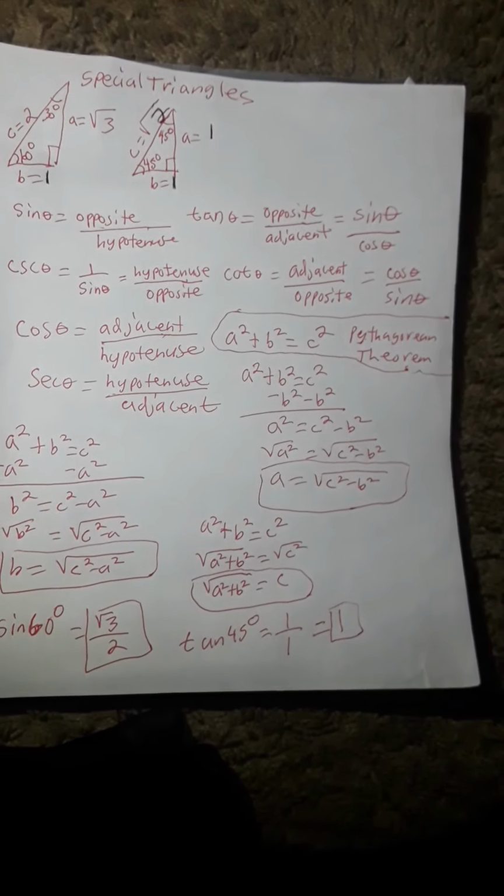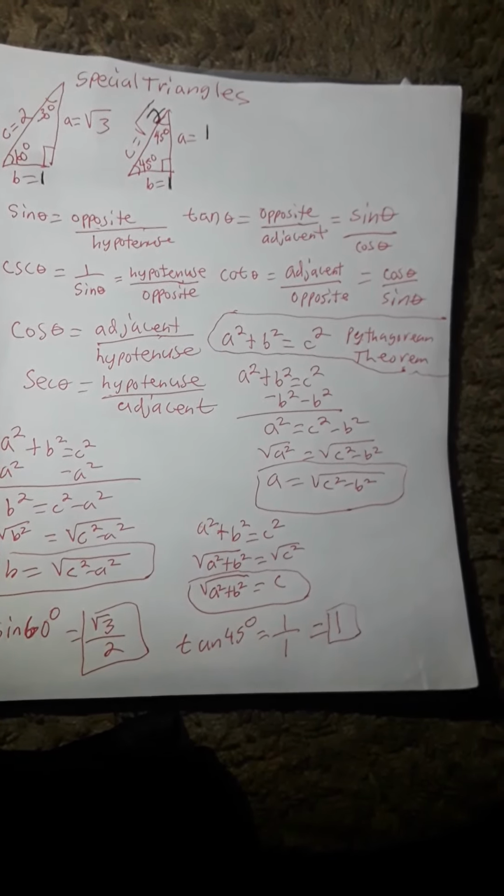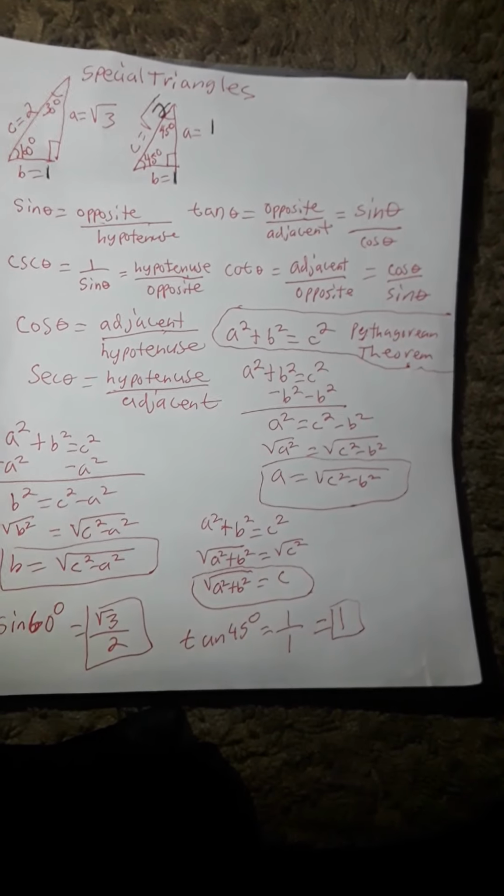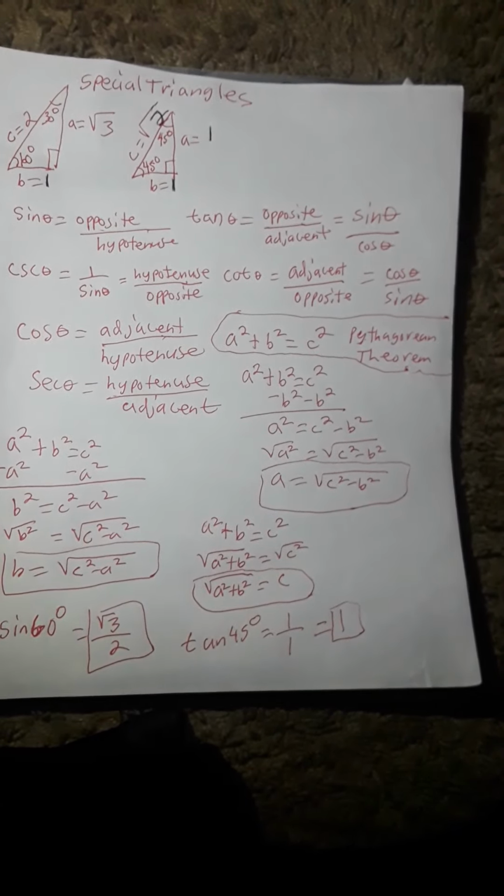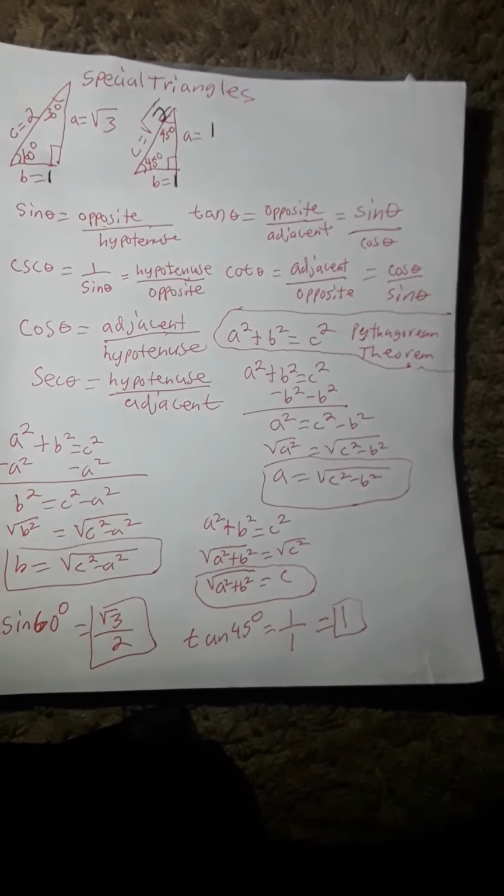Normally you have a plus or minus case where you take the square root to both sides, but in trigonometry you only want the positive case.